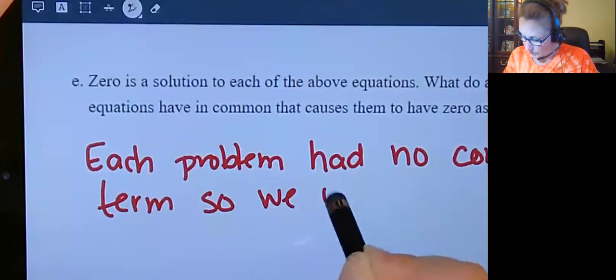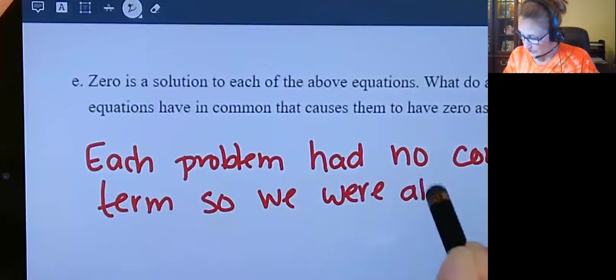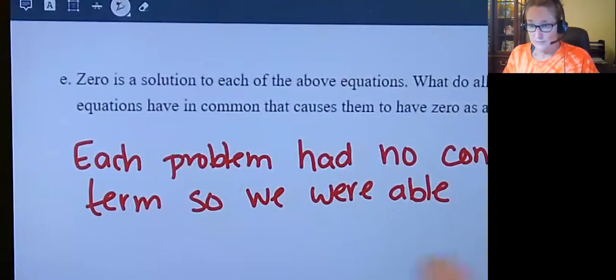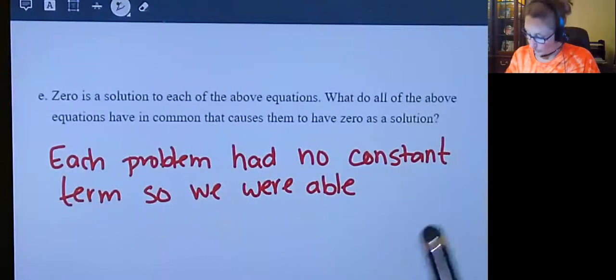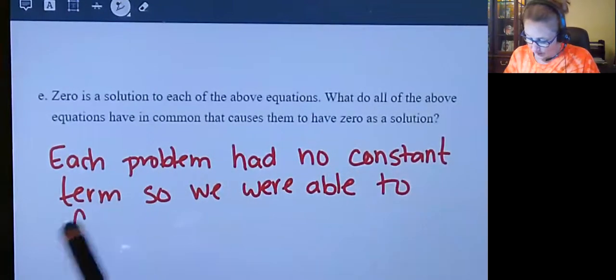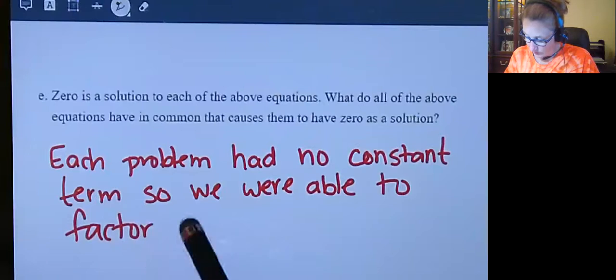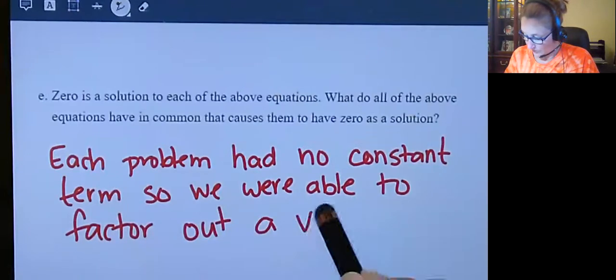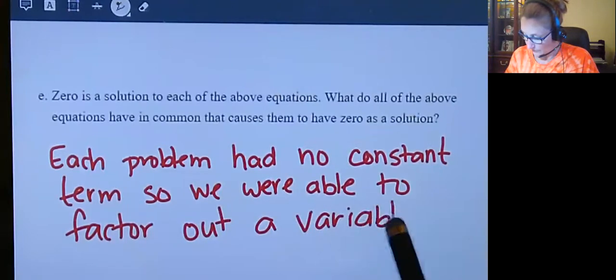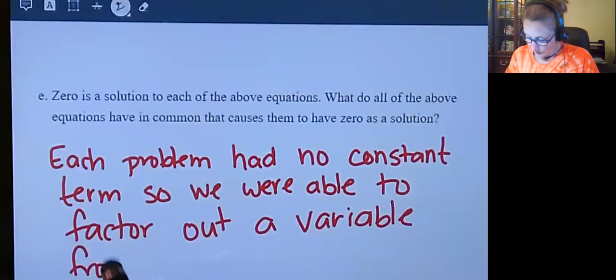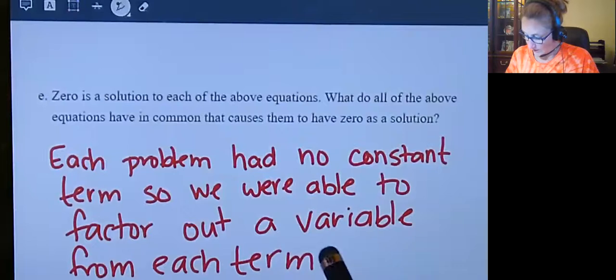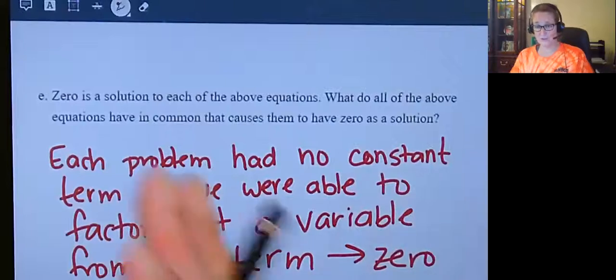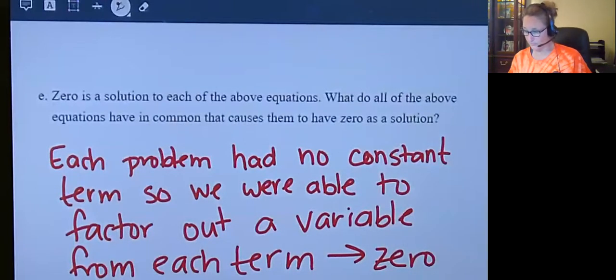So we were able to get that, so you can see that. We were able to factor out a variable from each term, and that's what gave us our 0. The one that was factored out was the one that gave us our 0. Okay, so let's look at the next problem.